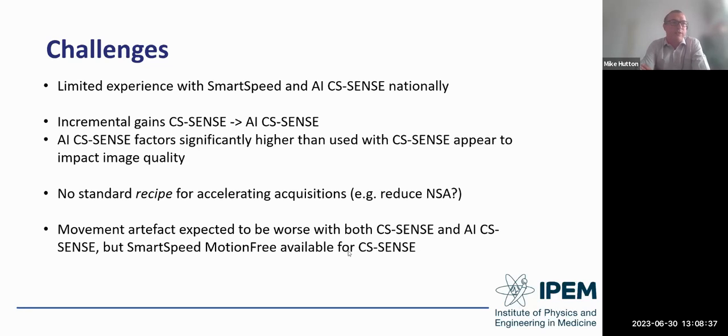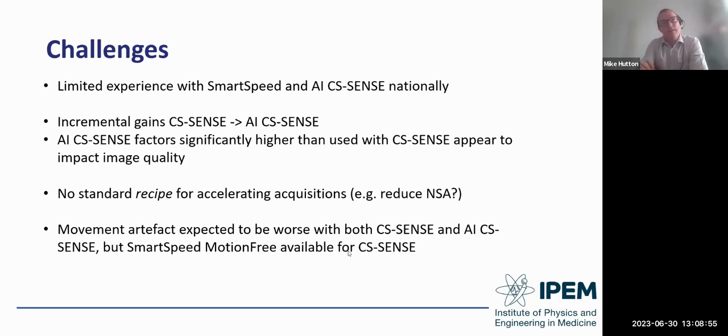And I guess the challenge with AI CS SENSE is that we've not been able to use acceleration factors that are significantly higher than is possible with CS SENSE. So we can go up a bit, but as soon as we go up a bit too much, it very quickly impacts image quality, and we need to knock it back down again.